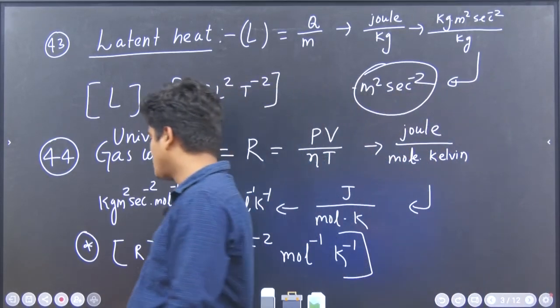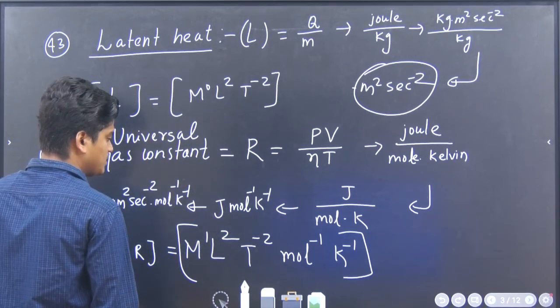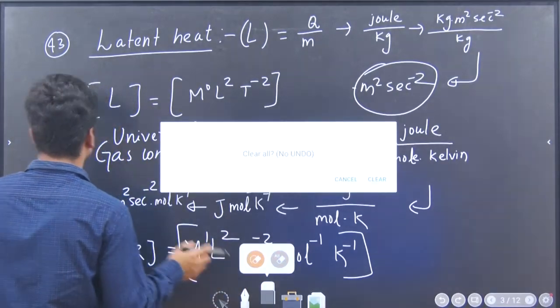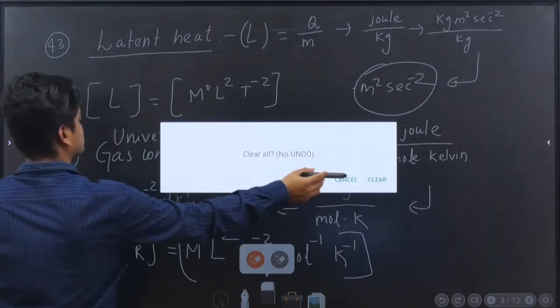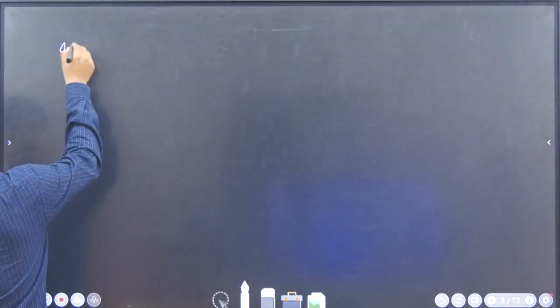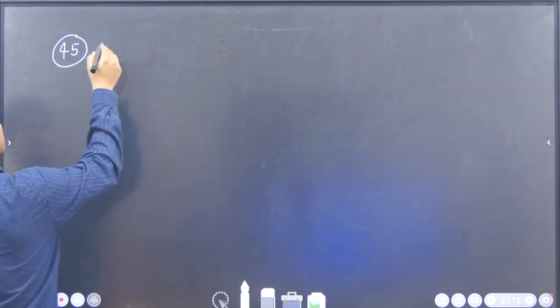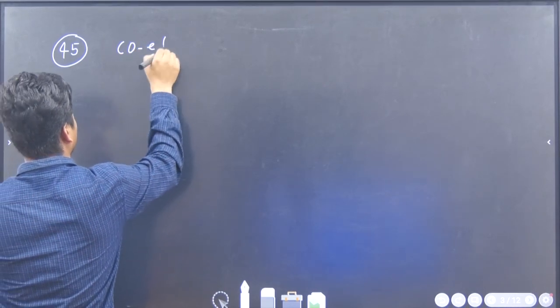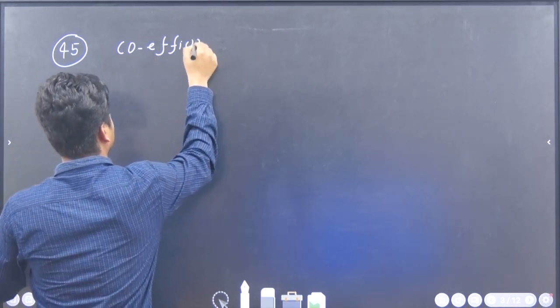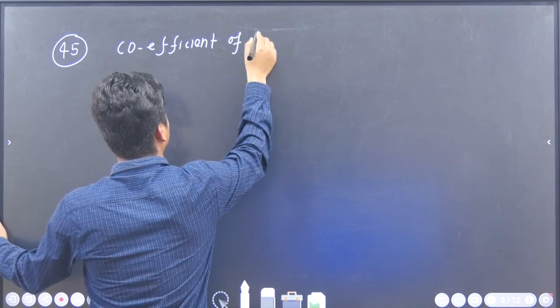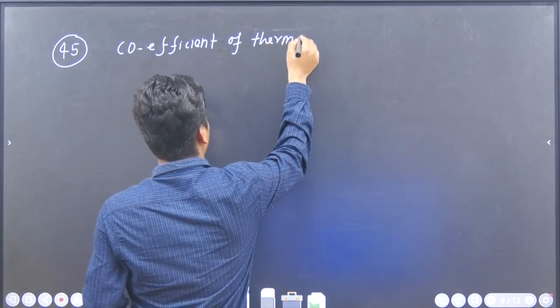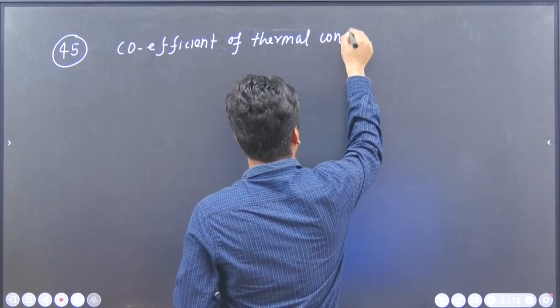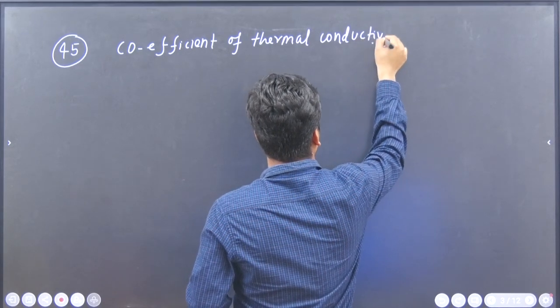Okay, now I will go to the next quantity, number 45, that is your coefficient of thermal conductivity.